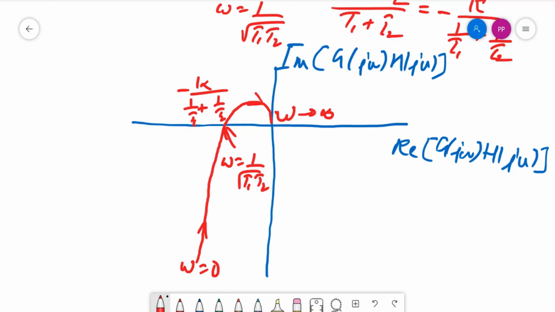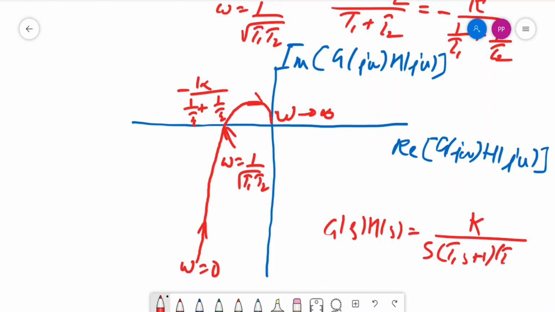So this is the polar plot for G(s)H(s) equal to k divided by s into (tau 1 s plus 1) and (tau 2 s plus 1), for s equal to j omega. This is how we can draw the polar plot. You must have observed carefully the difference between the polar plots of k divided by s into (tau s plus 1) and this polar plot.